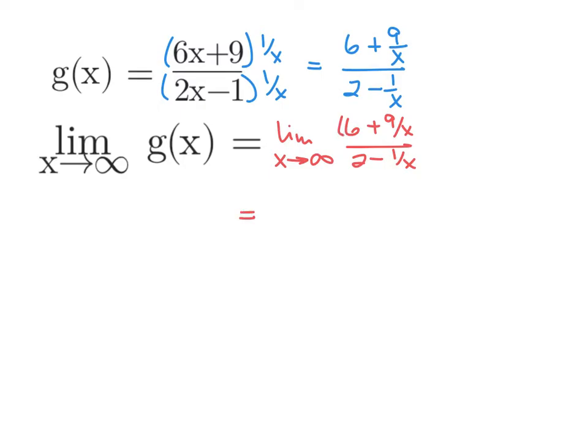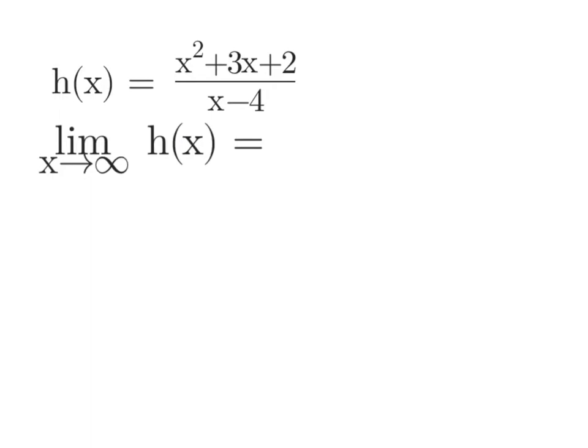When we evaluate this limit, 6, as x approaches infinity, is going to stay 6. But as x approaches infinity, 9 over x will turn to 0. 2 is going to stay 2. And 1 over x is going to turn into 0. So this entire fraction will be 3. We see that as kind of a rule that when we have the numerator and the denominator with the same degree, it goes back to just simplifying those leading terms.